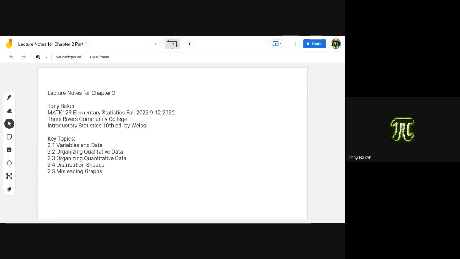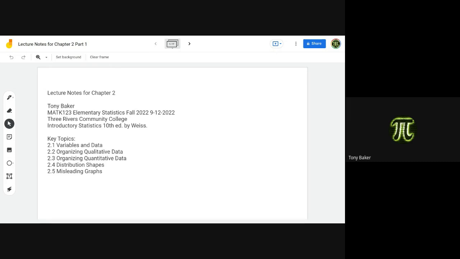All right, so tonight we're going to look at chapter 2. We're going to look at organizing data. We're going to look at a ton of different graphs: box and whisker plots, actually, stem and leaf plots. We're going to look at bar charts, histograms, pie charts.